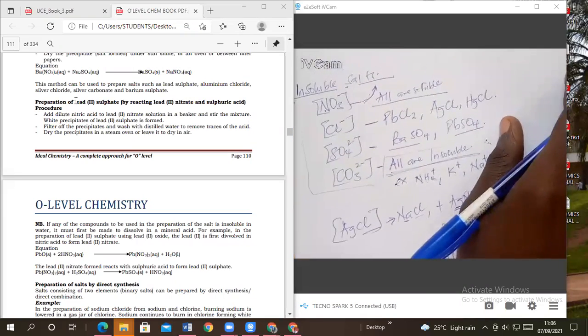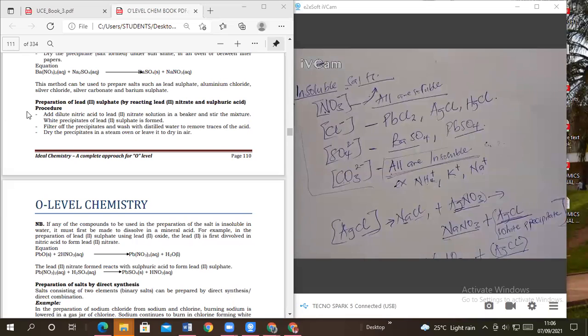There are many. If you want lead 2 sulfate, you can use lead nitrate and what? If there is no sulfuric acid, which other salt can we use? You can use the salt of either sodium or potassium.